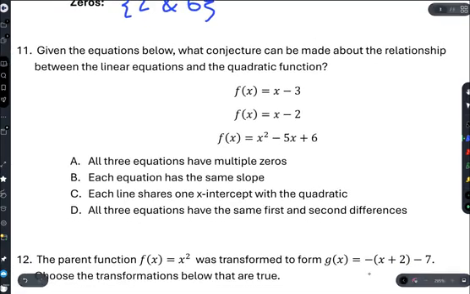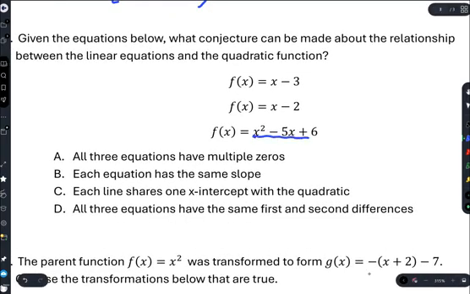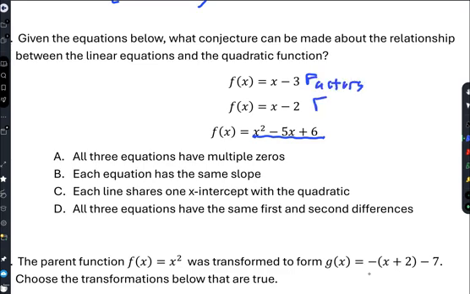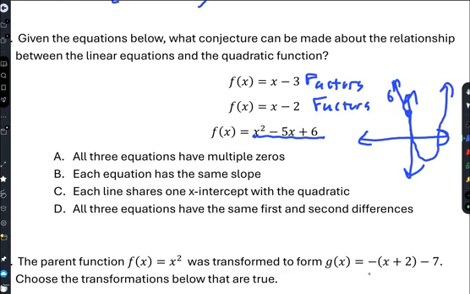Given the relationship, what conjecture about the relationship between the linear equations and the quadratic function? Okay, this is going to graph a graph. These are the factors. This right here would graph a graph. It's going to go through 6. And then the zeros would be negative 3 and 2. So this graph is going to look something like this. And the factors are going to go through the x-intercepts.